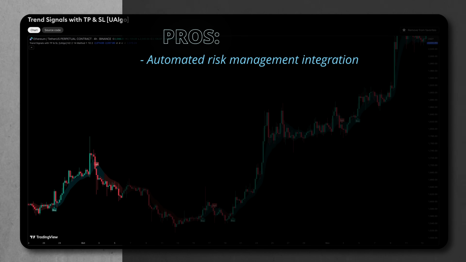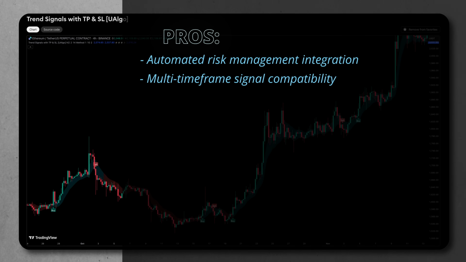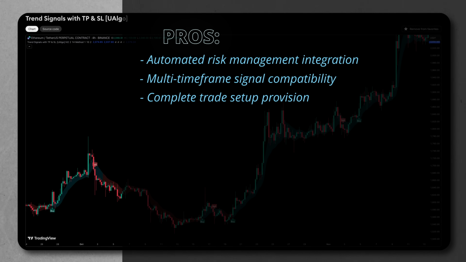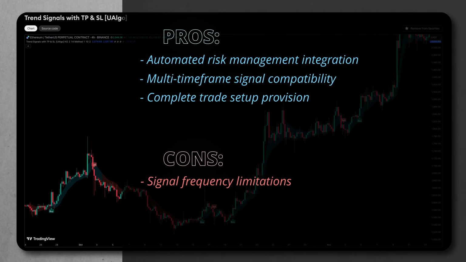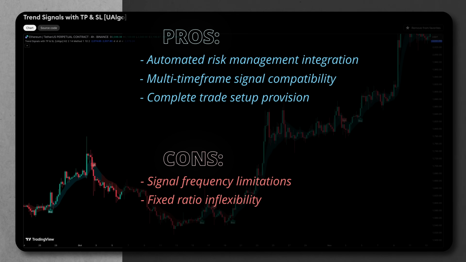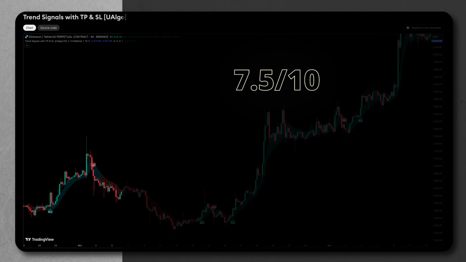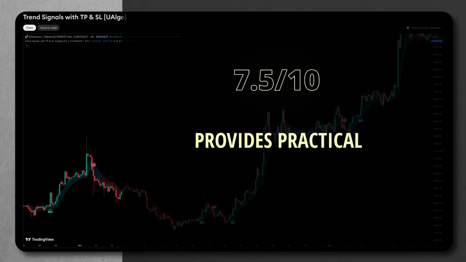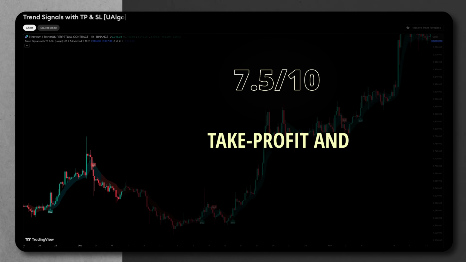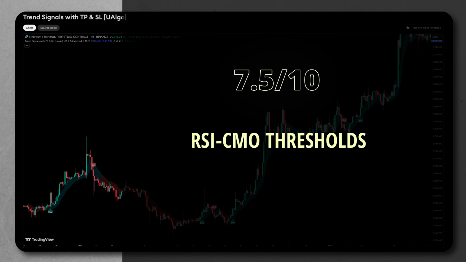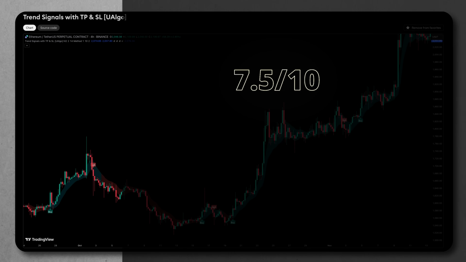Pros: automated risk management integration, multi-time frame signal compatibility, complete trade setup provision. Cons: signal frequency limitations, fixed ratio inflexibility, pivot dependency requirements. Ranking: 7.5 out of 10. The indicator provides practical trade management through automated take-profit and stop-loss calculations and clear visual signals. However, the reliance on specific RSI-CMO thresholds with pivot confirmations creates restrictive entry conditions that may miss opportunities in trending markets, while the fixed risk-reward structure lacks adaptability to varying market volatility.